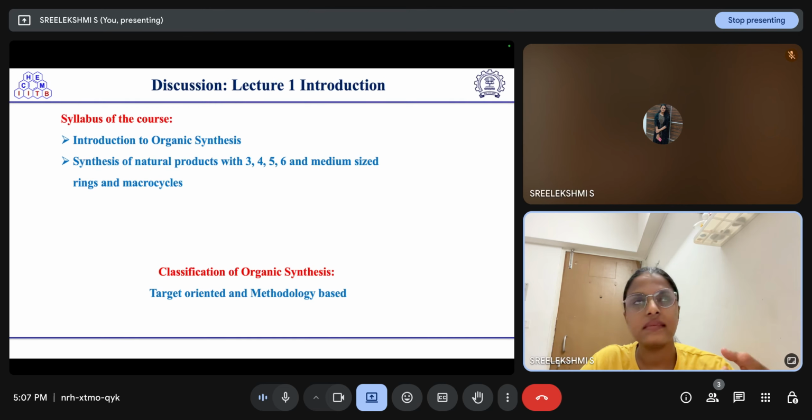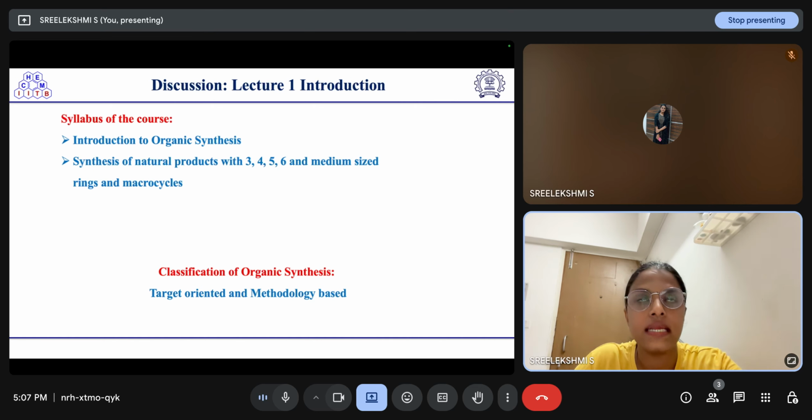So methodology based synthesis will provide an aid to target oriented synthesis. That is, in methodology based synthesis we will be developing reagents, catalysts, synthetic strategies or synthetic techniques which can be utilized in target oriented synthesis.